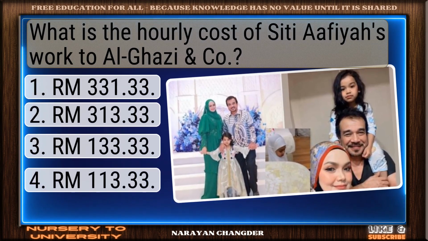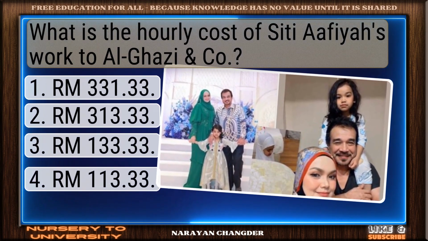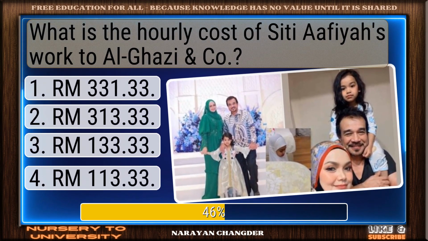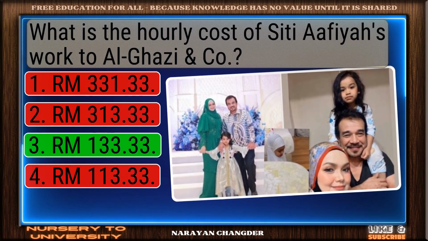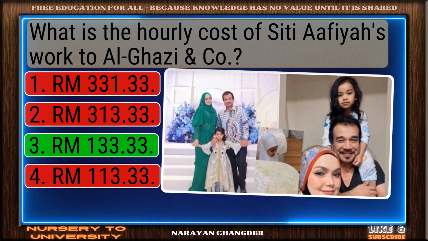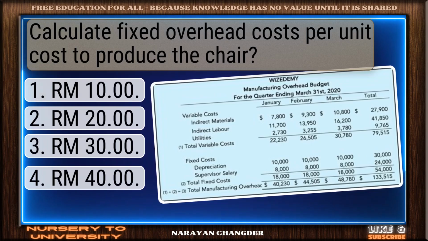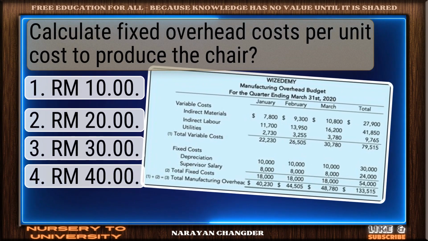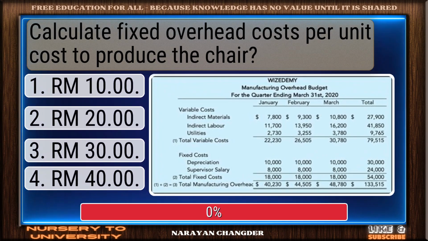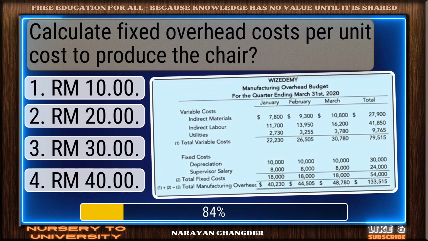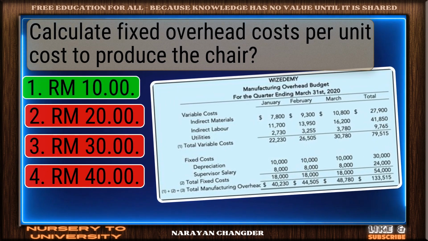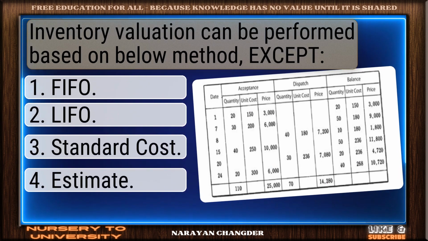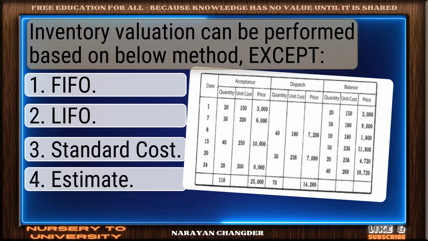What is the hourly cost of City Afia's work to El Ghazi & Co? Right again, 1 on 3333 is valid. Calculate fixed overhead costs per unit cost to produce the chair. You chose Amtendo, correct? Inventory valuation can be performed based on below method except.